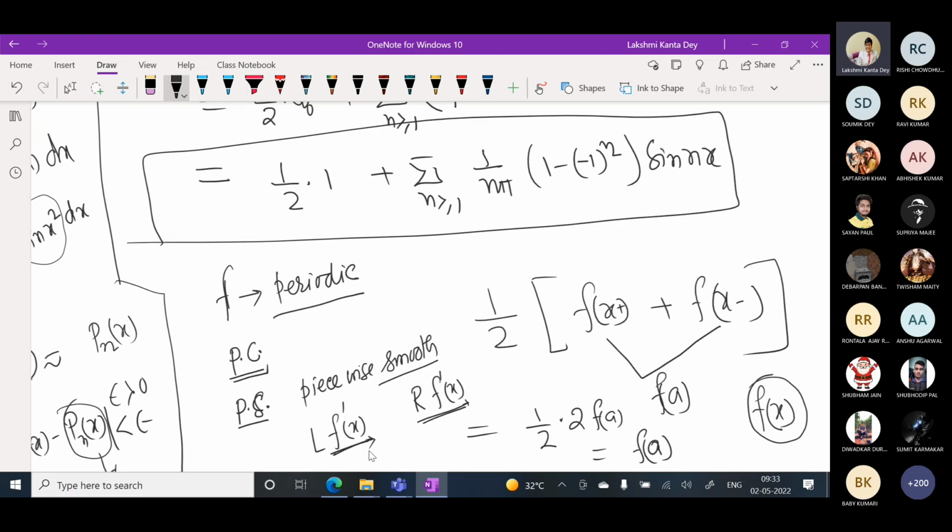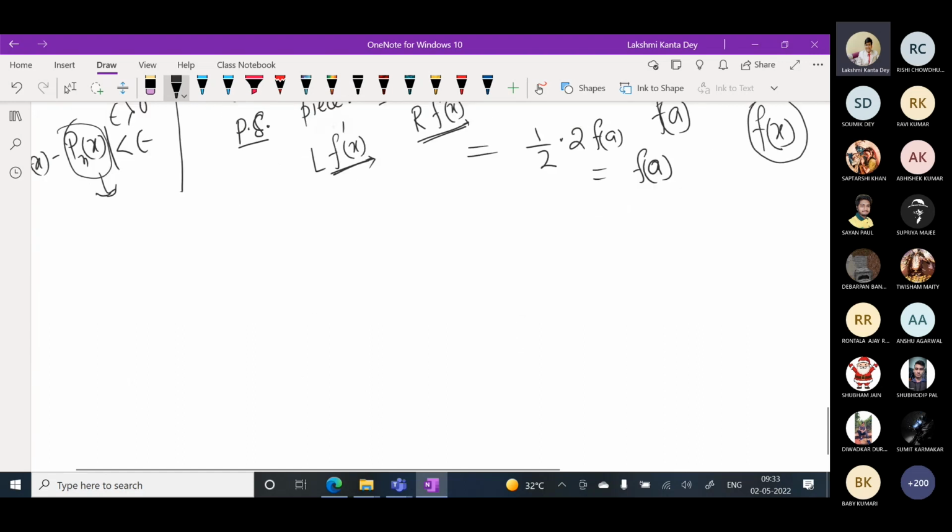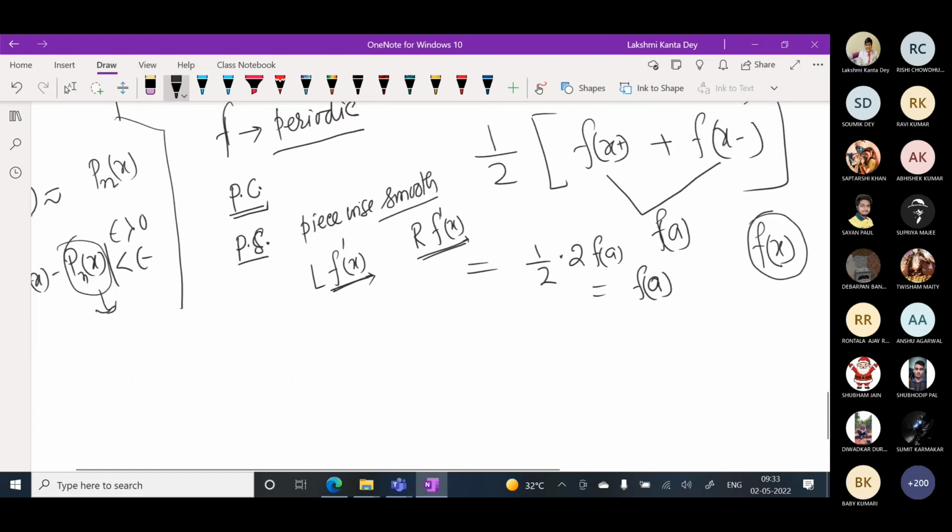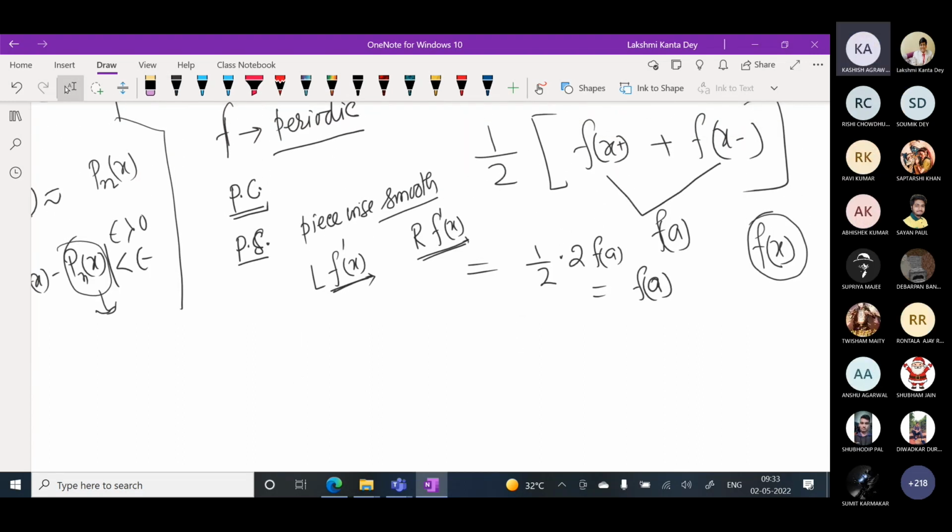If a function is piecewise smooth, then we can say that the Fourier series of f converges to the point (f(x+) + f(x-)) divided by 2. Whatever I already wrote. But I couldn't get what a piecewise smooth function is. What is it?